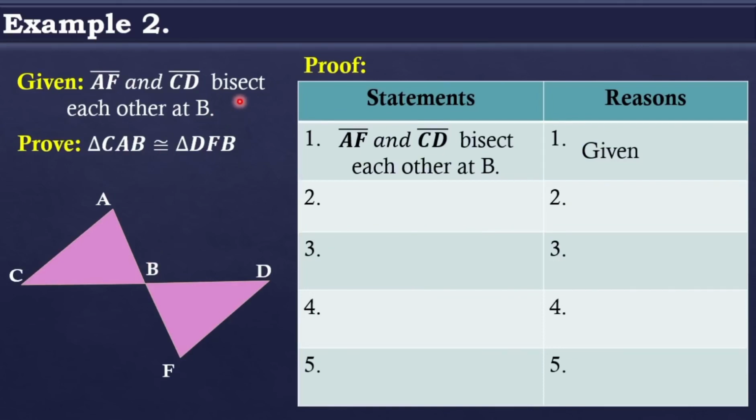Okay? So, therefore, ito, congruent. And then this one also are congruent. So, etong side na to is congruent to this side, and this side is congruent to this side. Kasi base nga po dito, bisect. So, base tayo dun sa given.